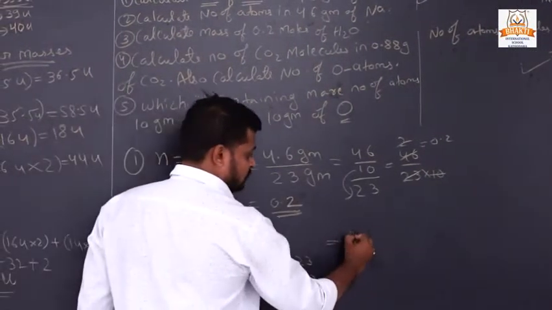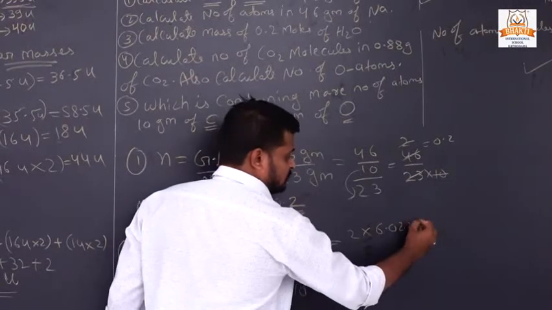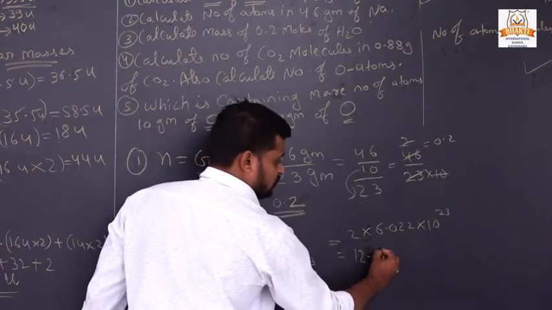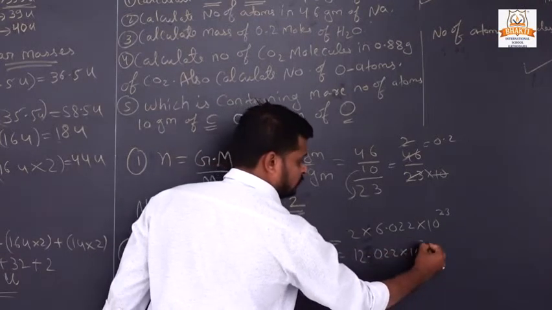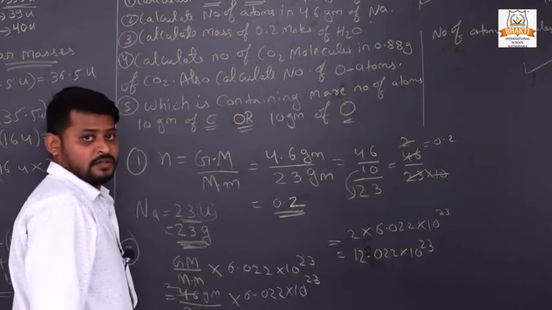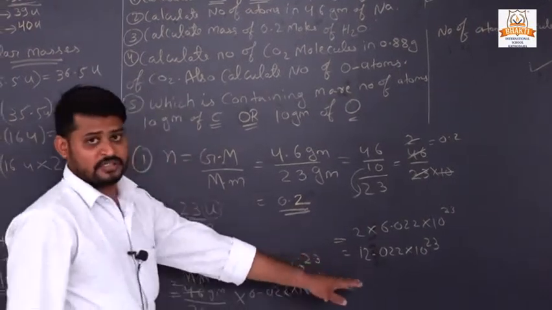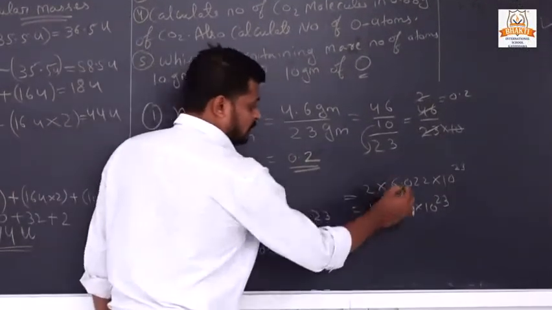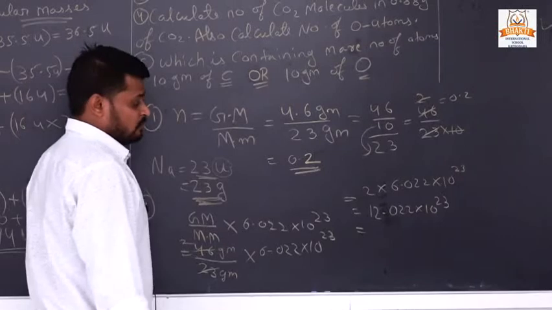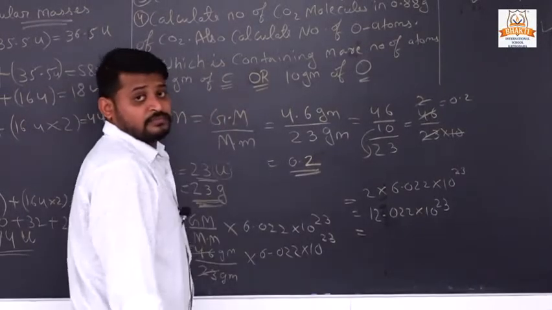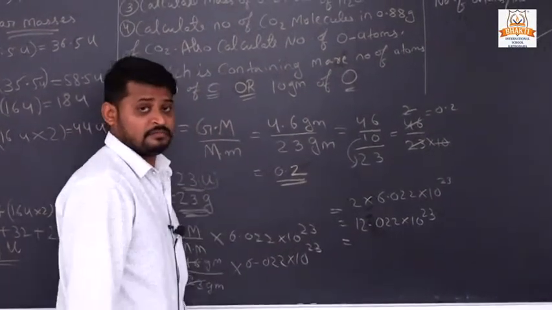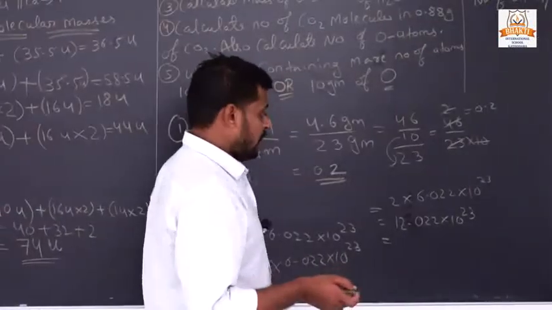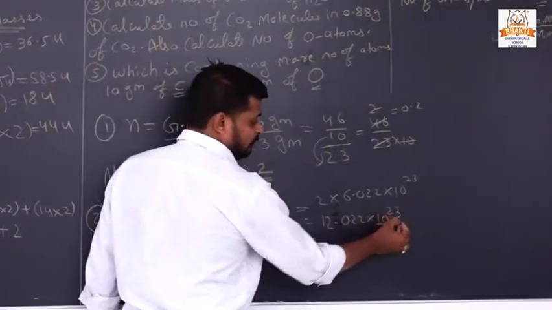Then what was the result? When we multiply 2 into 10 to the power 23, the answer is 12.044 into 10 to the power 23. So it was not in standard form. You already studied this in 8th class and in 9th math also. What is standard form? Standard form is when the value is between 1 and 10 in power form.